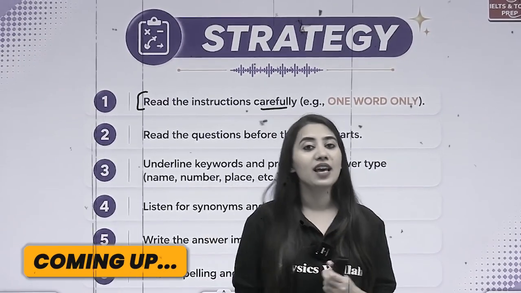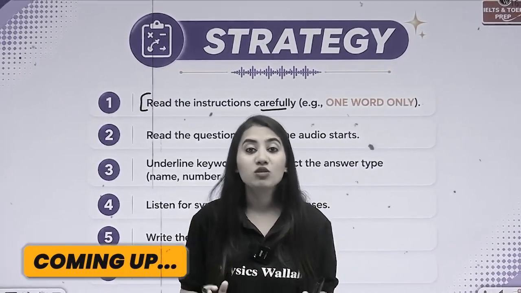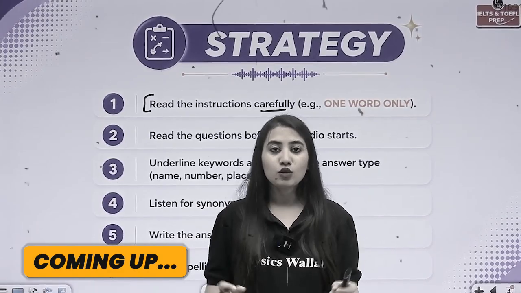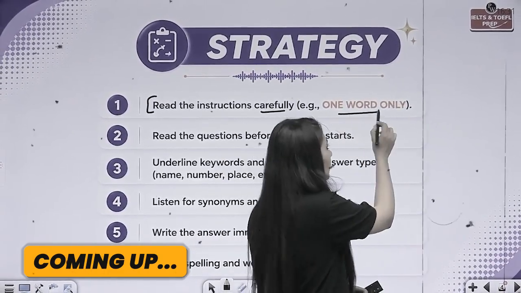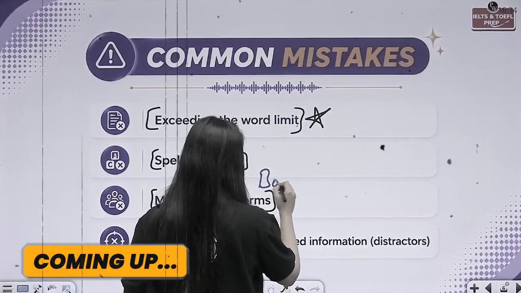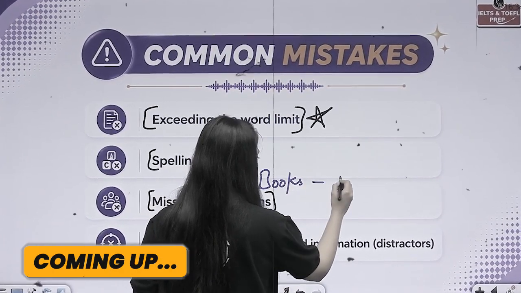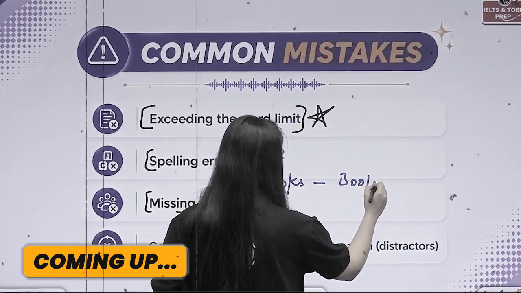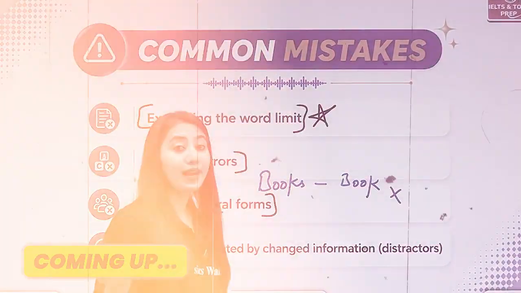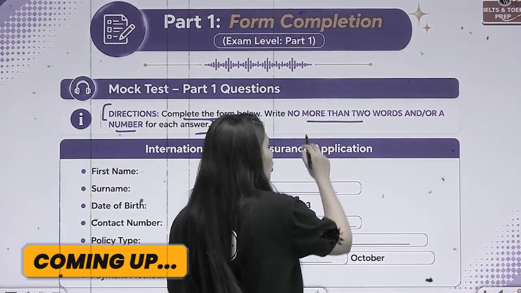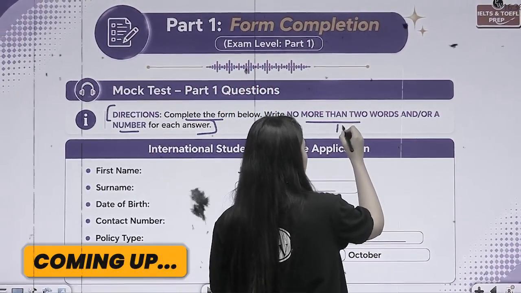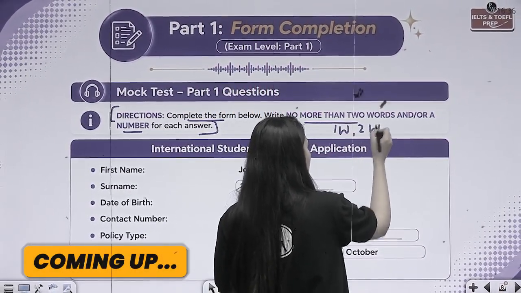How many words can you use? What's your restriction? What's your limit? So if it says that you can use only one word, if they mention books and you wrote it as book, it's going to be an incorrect answer. Why? For each answer. So it says what? No more than 2 words. That means you can use 1 word, you can use 2 words, but not more than that.